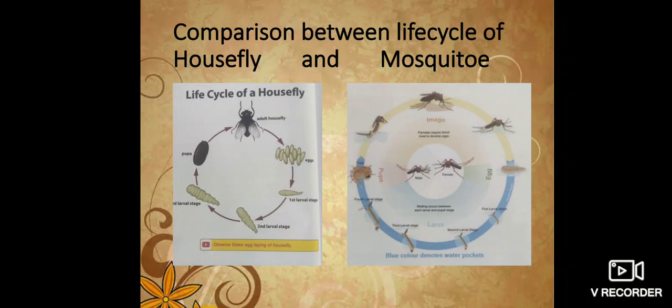You can see the blue color representation. It denotes water pockets. And in the case of housefly, they lay eggs in the garbage. So they have their life cycle through the garbage.